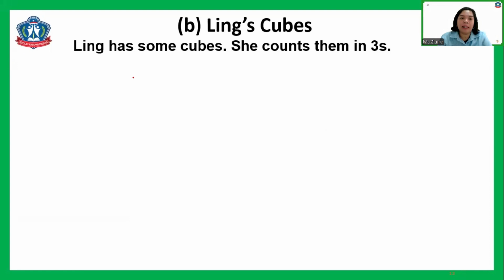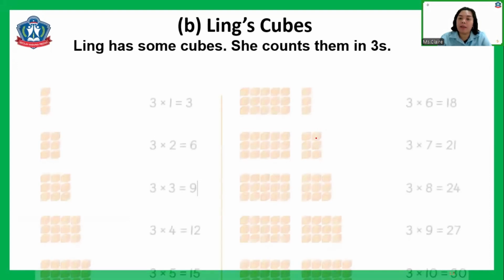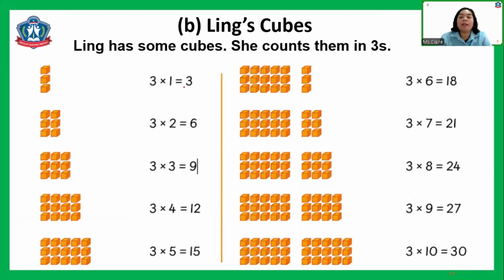Okay, let's have Ling's cubes. Ling has some cubes. He counts them in 3s. So 3 times 1 means 3. 3 times 2 is 6. 3 times 3 is 9. And so on until 3 times 10 equals 30. So let's have, for example, 3 times 5. This is 3 here, one column of 3. So how many columns? 1, 2, 3, 4, 5. So that is 3 times 5. We multiply the 3 into 5 sets, and that is 15.